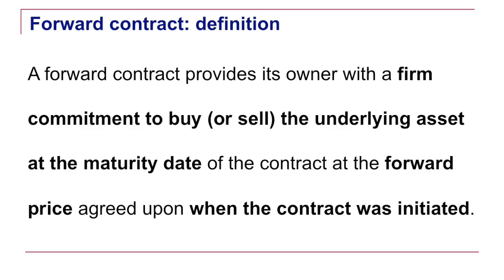So let me now start by defining what a forward contract is. A forward contract gives its owner, its beneficiary, a firm commitment to buy or sell an underlying, for instance an index or exchange rate, at a pre-specified date, which we call the maturity date of the contract, and at a pre-specified price, which is the forward price of the contract.